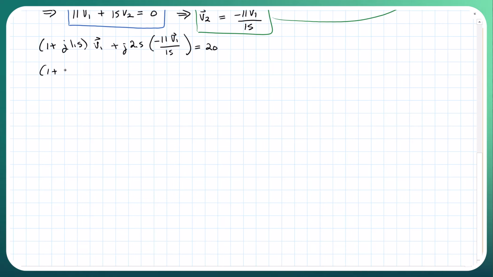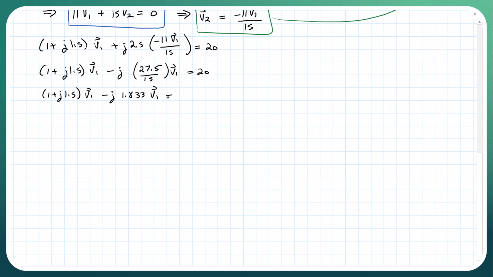1 plus j1.5 V1 minus j27.5 over 15 V1 equals 20. 1 plus j1.5 V1 minus j1.833 V1 equals 20.